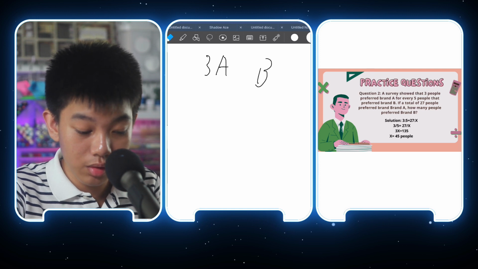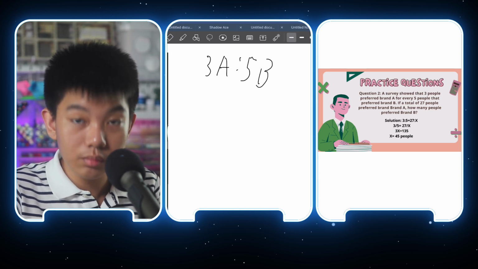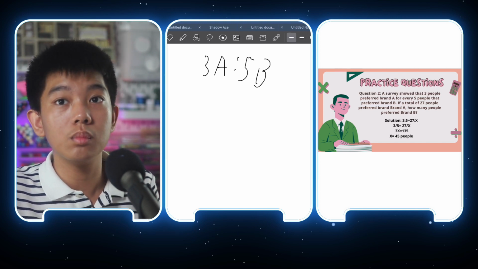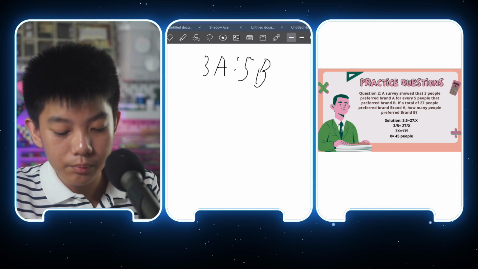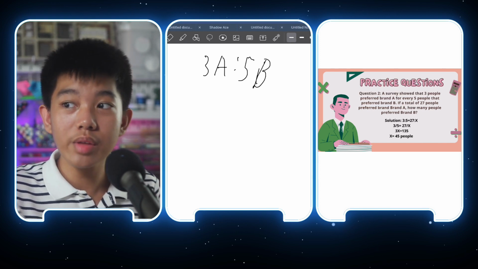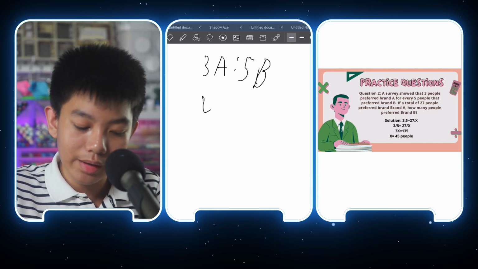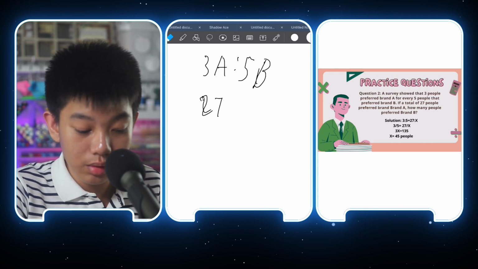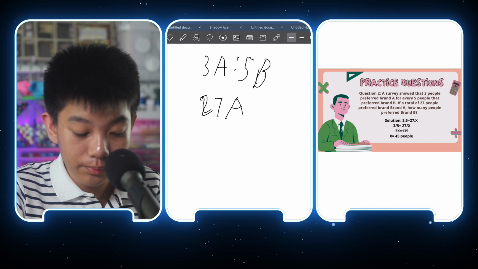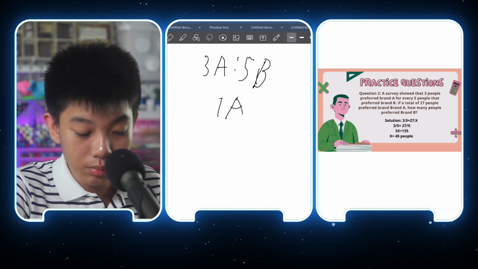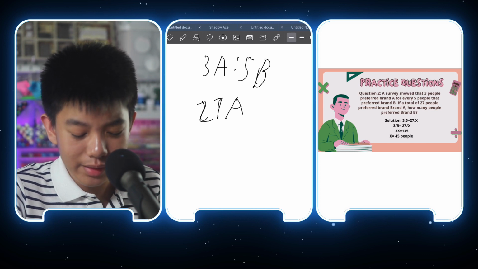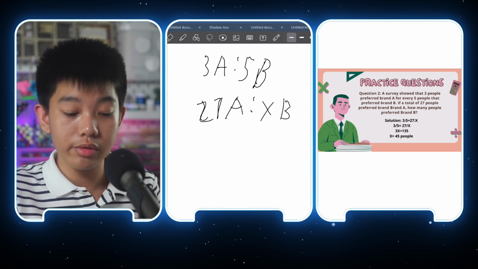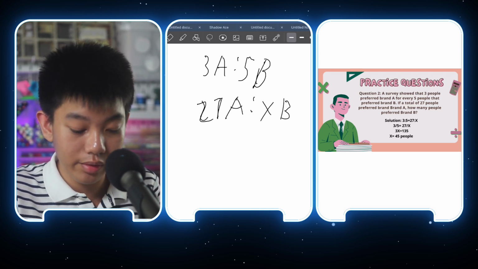And we know that 27 people preferred brand A. So we have 27A here. So 27 people preferred brand A, while an unknown amount preferred brand B. These are our 2 ratios, and in fraction form, they should look like this.